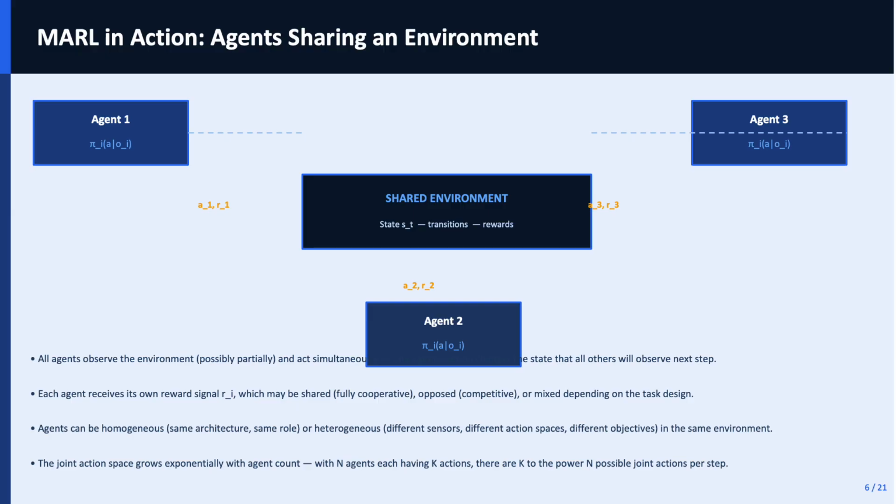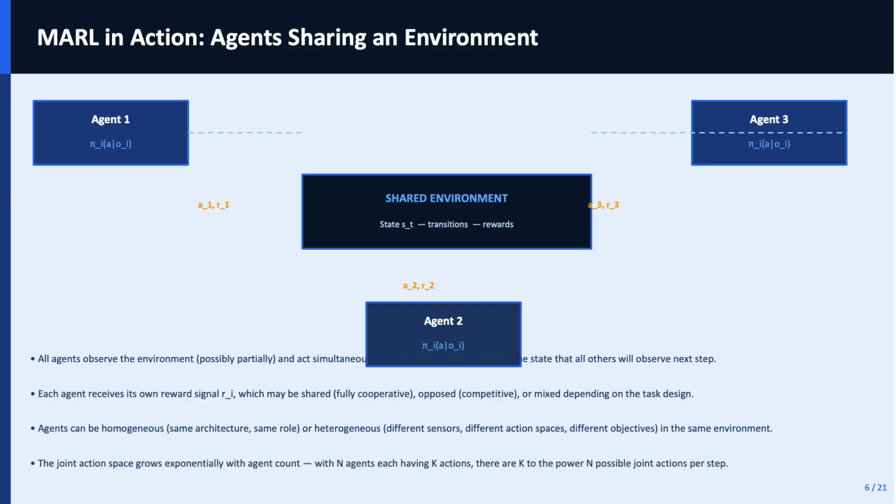The diagram captures what makes multi-agent learning structurally different from the single-agent case. The shared environment sits at the center, and every agent feeds its action into the central entity at every time step, receiving a reward and an observation in return. The critical feature is that the next state of the environment, what every agent will observe on the following step, is determined by the combination of all agents' actions simultaneously, not by any one agent's action alone.